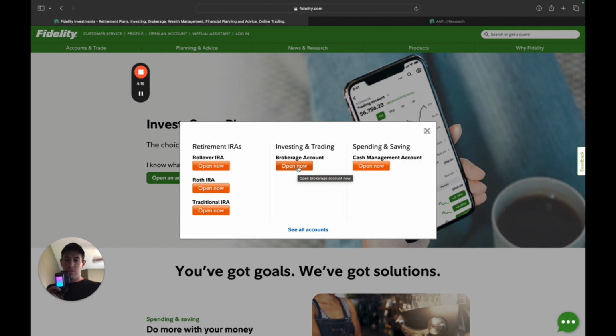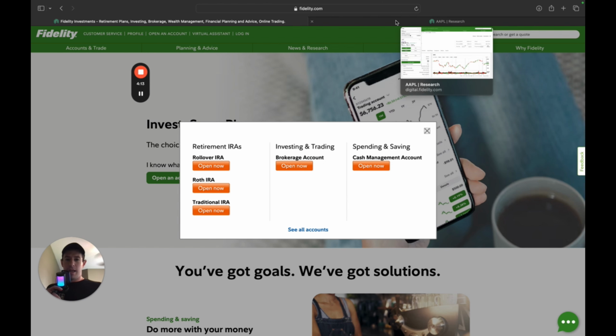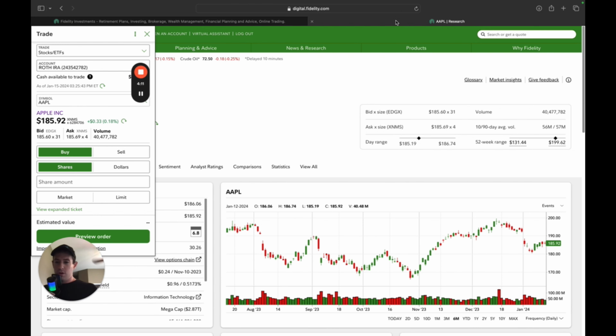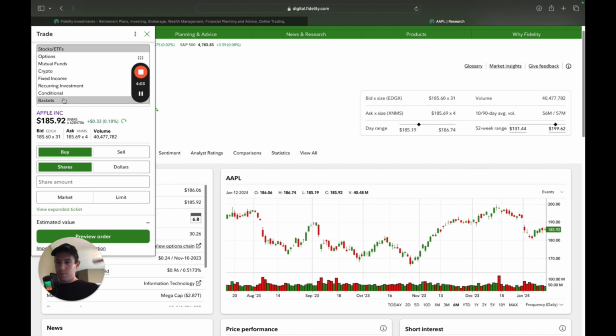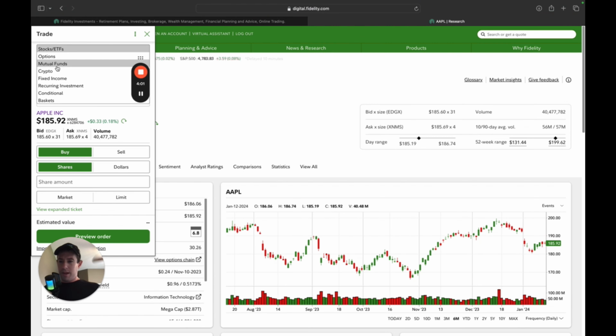If you want to open it, you would go open here. Next I am going to show you how to buy a stock. There's multiple things you can buy here: mutual funds, crypto, fixed income, which is bonds, and recurring investment. If you want to buy a certain amount on, like, the first of each month or the 15th of each month, you can go there. But this is going to be a one-time buy of a stock. So this is a quick and easy tutorial on how to buy a stock.